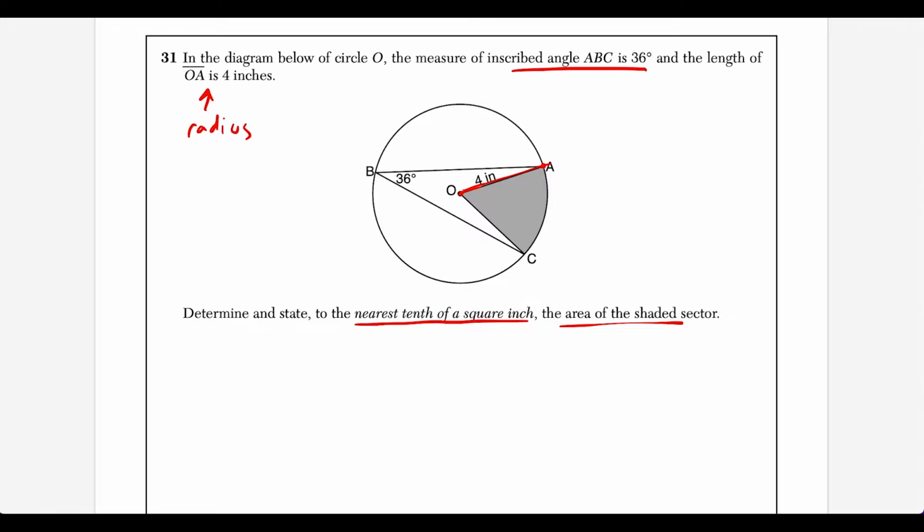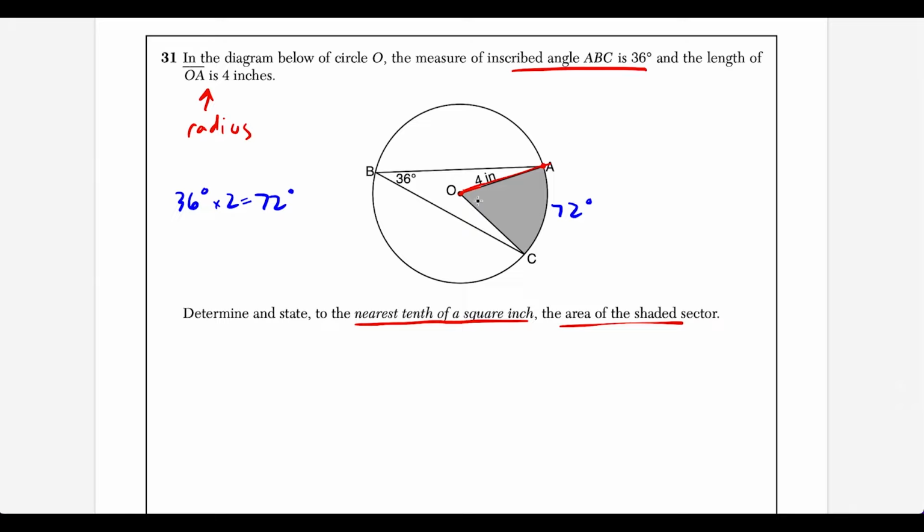So what we need to do to be able to find this area is we have to be able to find the measure of the central angle. So what we need to know is that the measure of the inscribed angle is equal to half the measure of the arc that it intercepts. So that tells us that this arc over here is going to be double this angle. So we have 36 degrees times 2 is 72 degrees. So that's the measure of this arc over here.